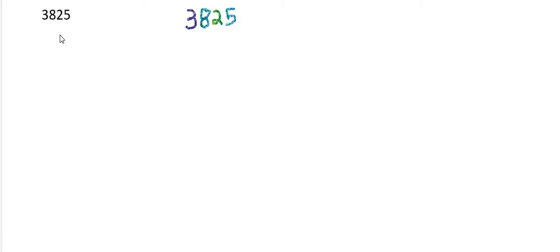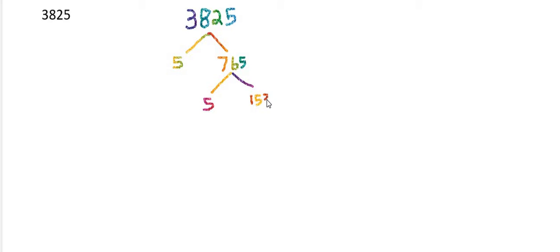Now we're going to divide the number 3825 and find out the prime factors. We can see that the last number is ending with 5, so it can definitely be divisible by 5, so I start with dividing by 5. So 5 into 765 will give you 3825. Again you can see the number ending with 5, so you can divide by 5 again.